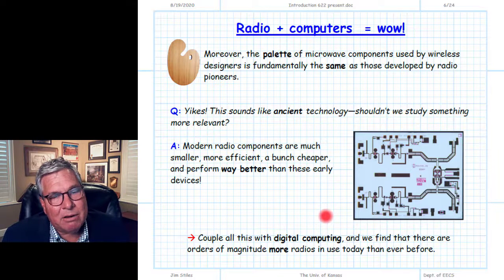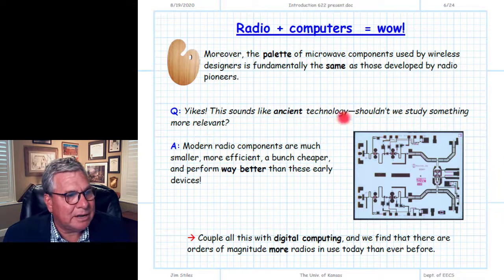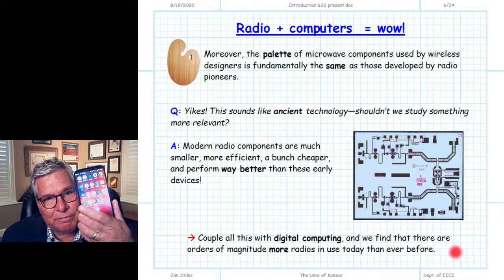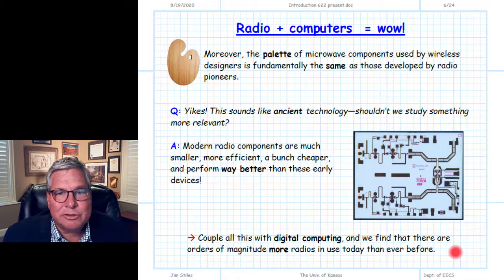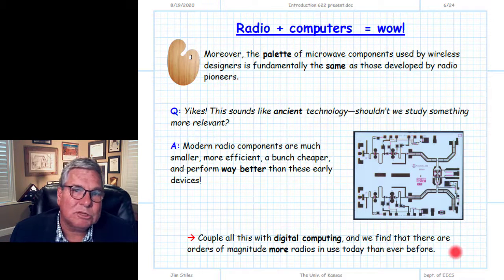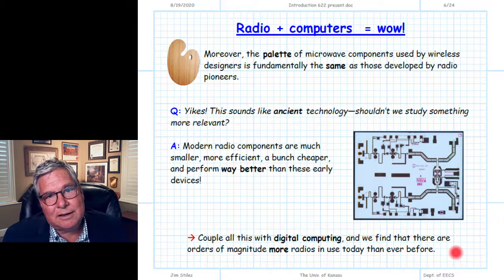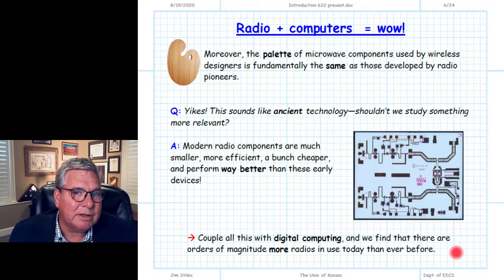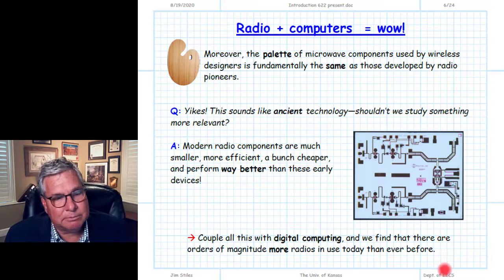And so we couple the improvement in components of radio engineering to digital computing, the primary artifact of that coupling being your smartphone. We're combining radios and computers together. We find that there are more radios in use than ever before. There are more superheterodyne receivers being designed and manufactured than there ever have been in human history.